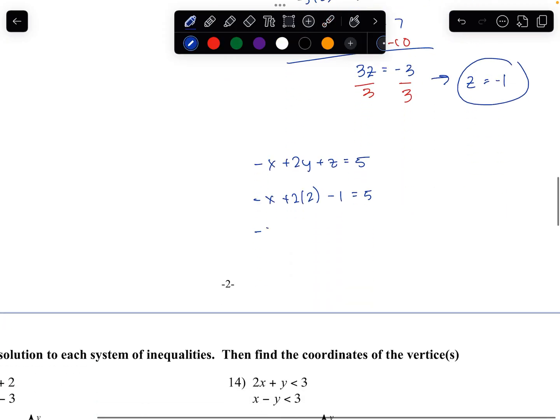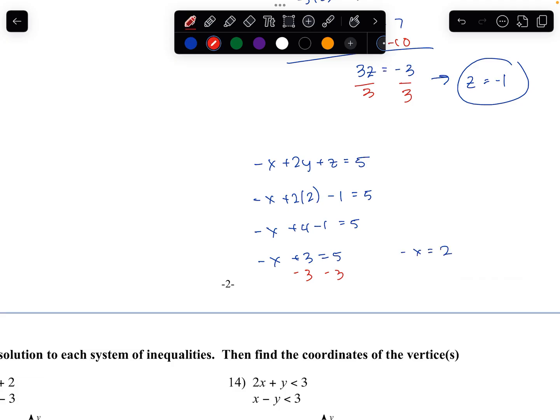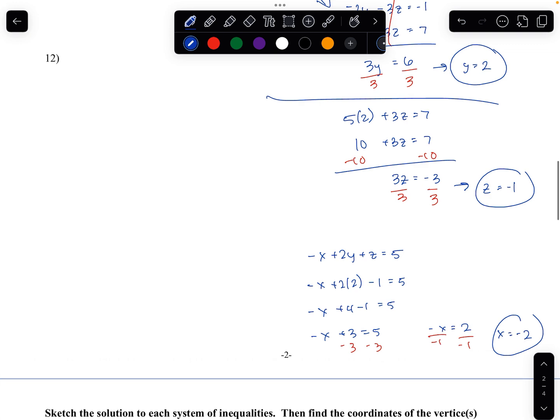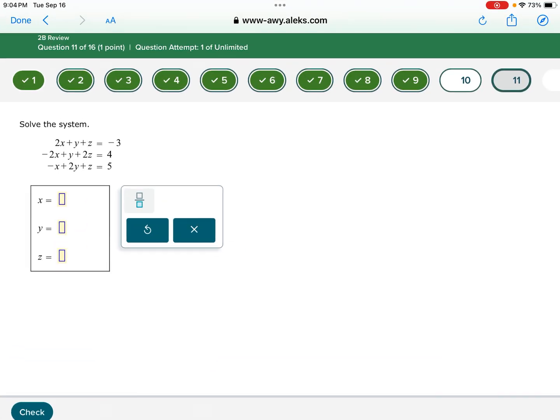So -x plus 4 minus 1 is equal to 5. So -x plus 3 is equal to 5. I can subtract 3 and subtract 3. I get -x is equal to 2. And then I'll divide by -1. And I'll get x is equal to -2. So that's how you'll get your 3 answers for this one right here. Okay. All right, let's try 12.